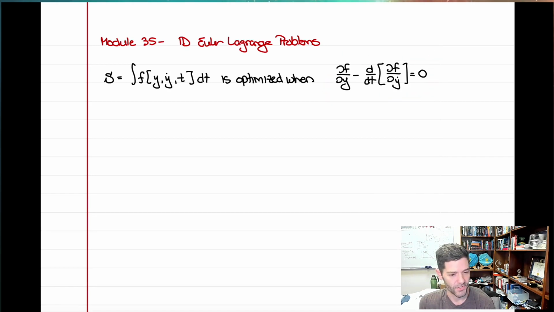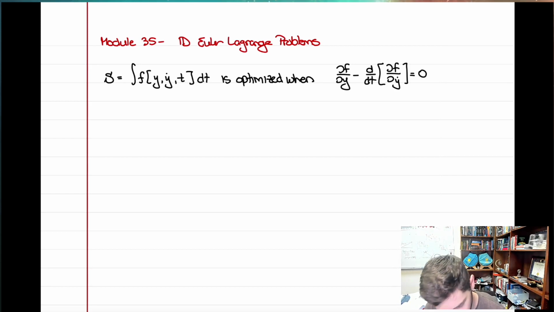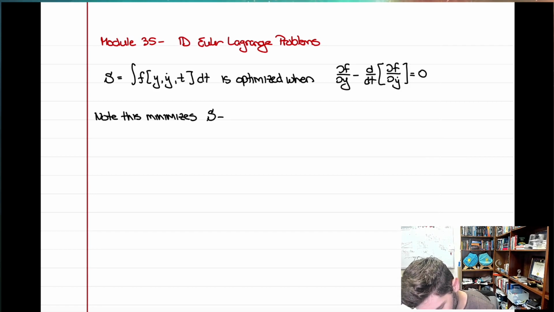That the partial of this function with respect to y essentially is equal to the time derivative of the partial with respect to y dot. A solution to that differential equation is a path such that the action integral on the left is optimized or minimized or whatever you want it to be. So again, I'll just quickly note that this minimizes or optimizes S, which is the integral of f dt.